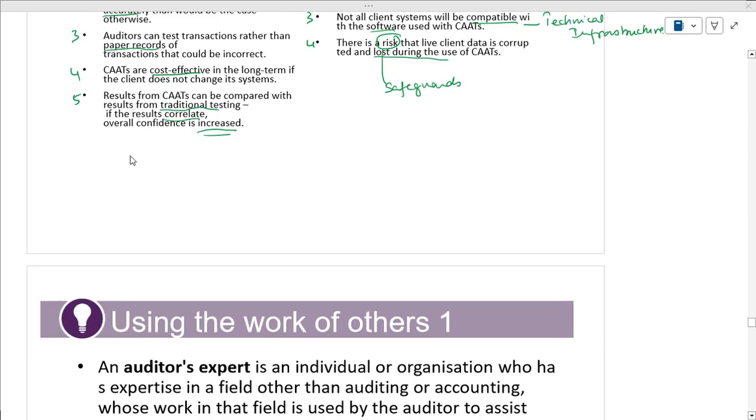Is it clear? This mostly comes in the form of MCQ questions or what? 2 marks. Not more than 2 marks. But we cannot ignore it. I am telling you, even 1 mark is important.